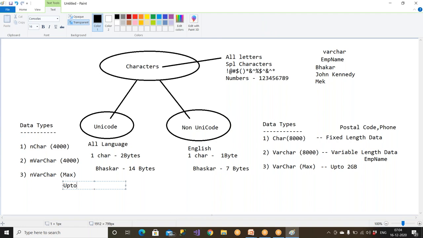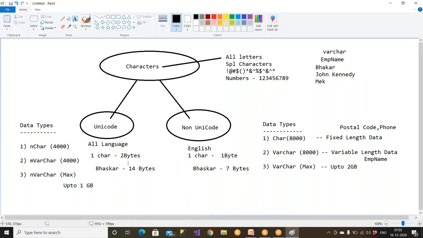Okay, up to how much of data I can store? 1 GB. Why 1 GB? Because 1 GB into 2 bytes, it will become 2 GB. Clear? Why 4000? Because each character is going to be occupying 2 bytes. Unicode supports English plus all other languages data. Be clear. NCHAR stands for what? National Char. You can have English data plus Hindi data or Chinese data, any data you should be able to store. Clear? And nvarchar, that is also same thing, same rules applicable.